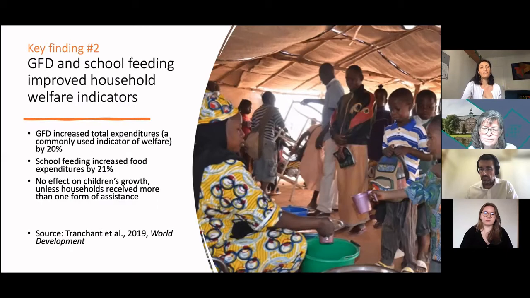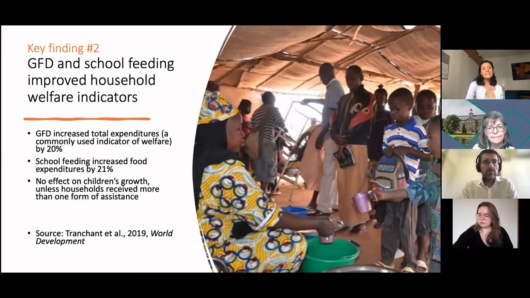The second main finding relates to the welfare, so food security and broader welfare indicators of the households. And we see that actually receiving either type of food assistance, whether it was GFD or school feeding, improved the household welfare indicator as measured by, for instance, total expenditure or food expenditure. Okay, so this is good news.